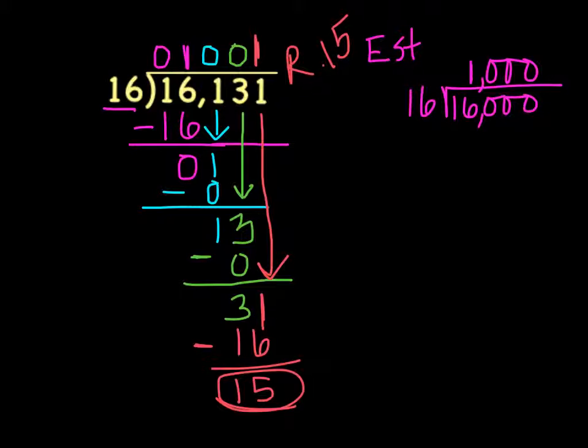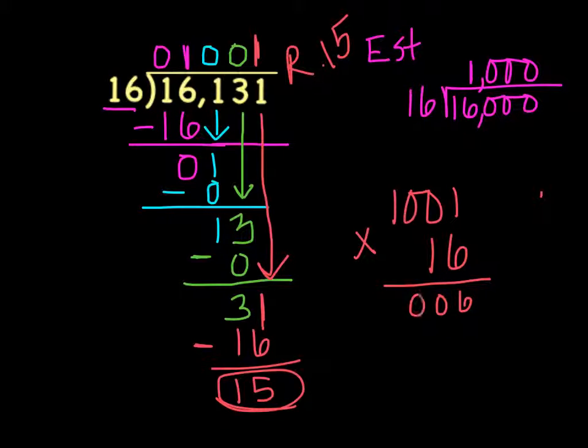And to check my work, I'm going to just multiply that out. 1,001 times 16. And then whatever I get, I have to add on the 15 at the end. I can't forget to do that. So that would be 6, 0, 0, and 6. And then 1, 0, 0, and 1. 16,016.